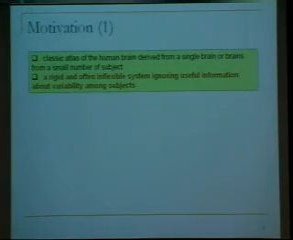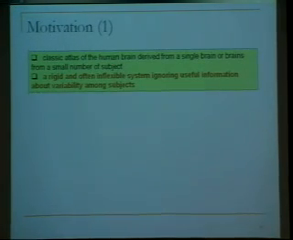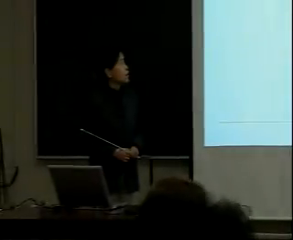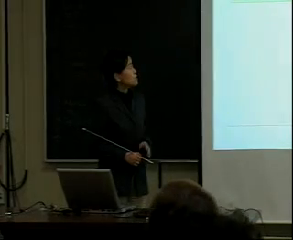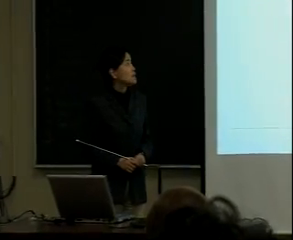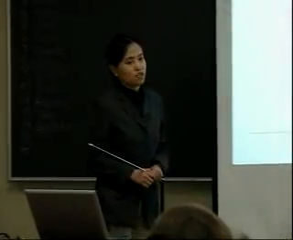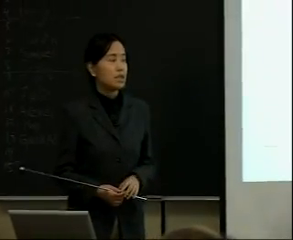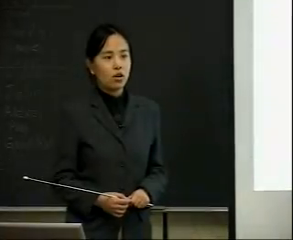Actually, everybody knows that no two people look exactly alike. So the same thing, no two human brains are exactly the same. But the classic atlas of the human brain derived from a single brain or just from a very small number of subjects. So the result is a very rigid and sometimes inflexible system. So useful information such as variability among the subjects is ignored.